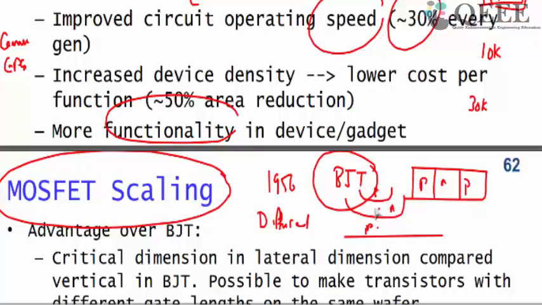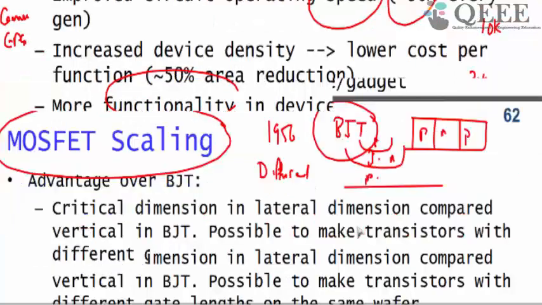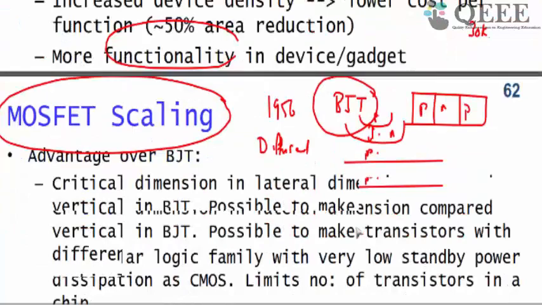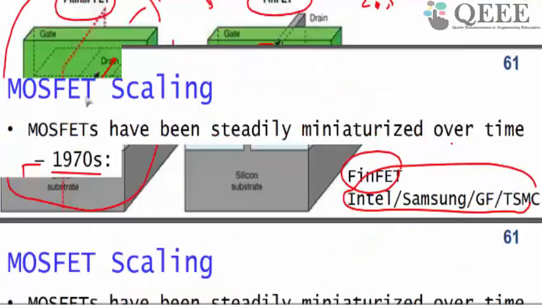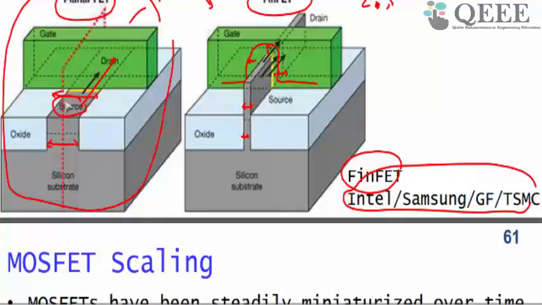In the bipolar junction transistor, the most critical device dimension is the base width. You might have studied that the base width should be as small as possible. Typically it should be smaller than the diffusion length of the electrons and holes. But this base width is in the vertical dimension. Coming to MOS transistors, the most critical dimension is the gate length. This is the gate length in this device. But this gate length is in the lateral dimension.